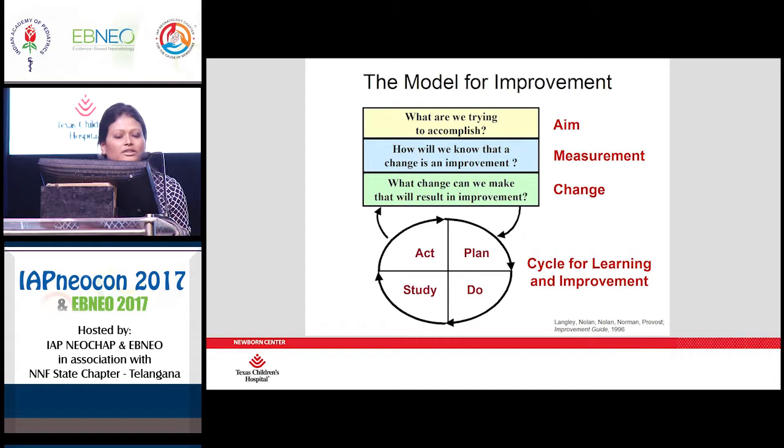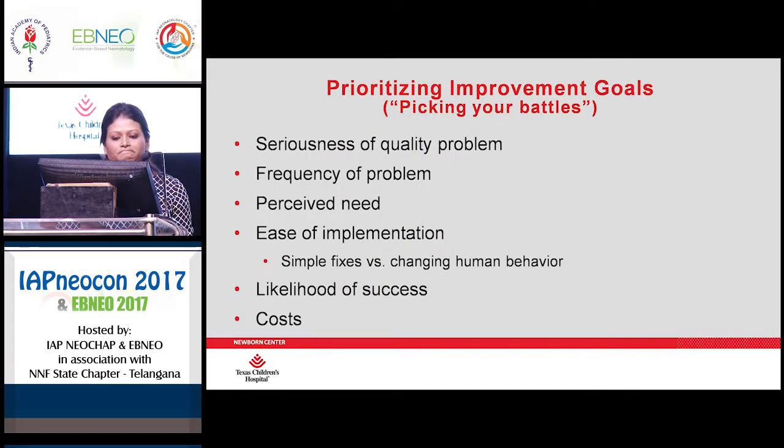There are a lot of models and schemes for how you would go about doing a quality improvement project, but this is a popular one and one I think most people are familiar with, the model for improvement. It addresses three important questions. What are we trying to accomplish here? How will we know that a change is an improvement? And what change can we make that will result in improvement? And then you're all familiar with the PDSA cycles that we do to track the improvement. In terms of prioritizing your improvement goals, I won't go into too much detail since our next speaker will talk about it.